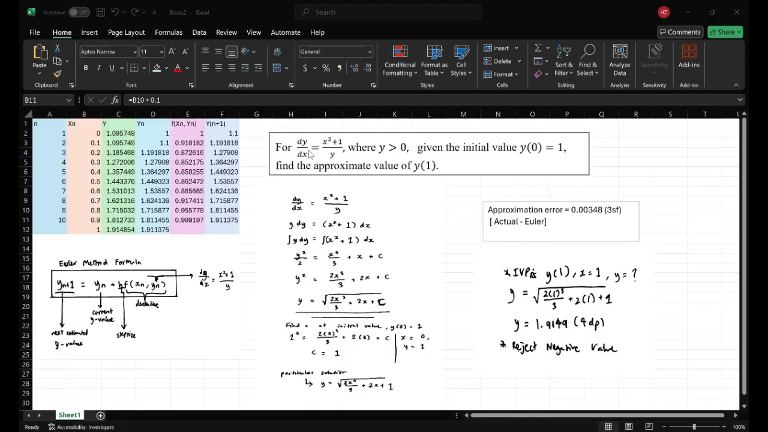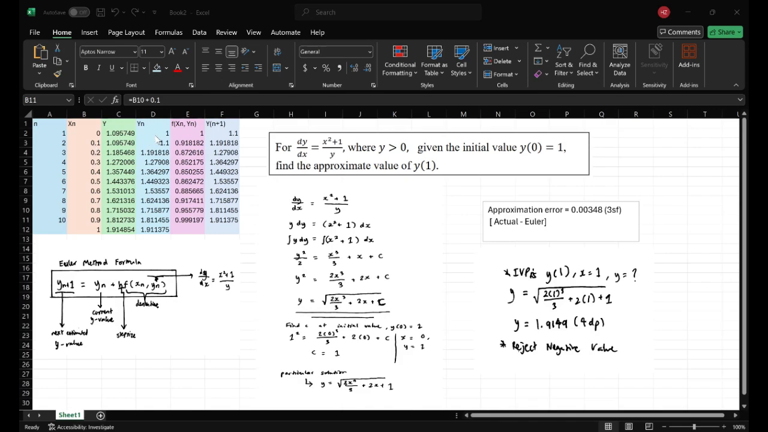We're given the question dy/dx equals x squared plus 1 over y, which is our IVP, and it asks us to find the approximate value at x equals 1. If you look at my Excel sheet over here, column A is the step number n, which is an increment of 1. The next one is the current x value. I used a 0.1 increment so that we can get an accurate Euler value.